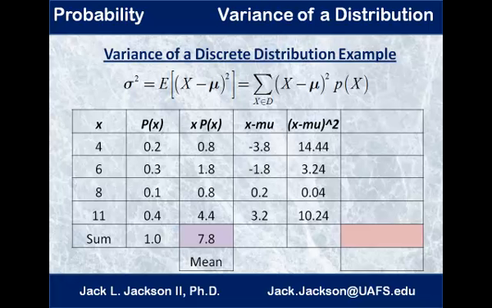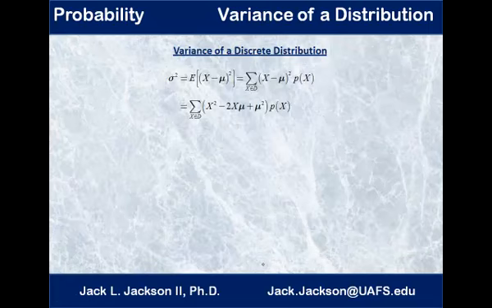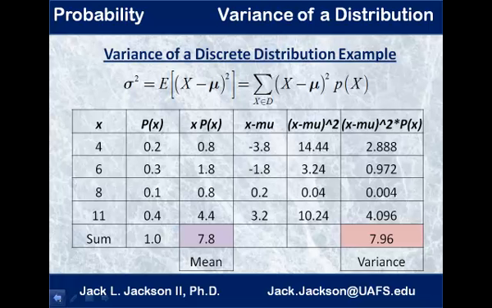Now we want to multiply each one of those by the probabilities. So we take the 0.2 times the 14.44 to get what goes in this last blank over here on the right, and that is 2.888. Then we take the 0.3 times the 3.24 to get 0.972. We take 0.1 times 0.04 to get 0.004. And 0.4, the probability of 11, times x minus mu squared of 10.24 gives us 4.096.